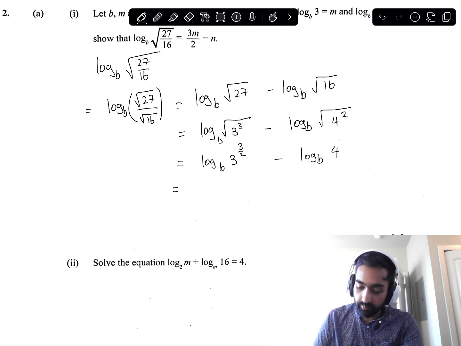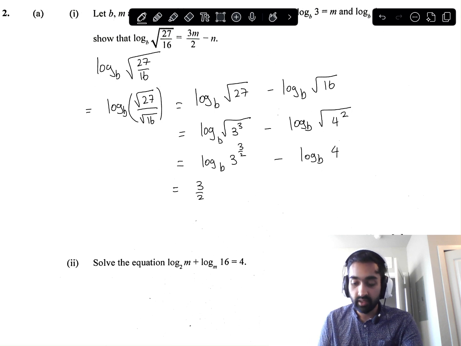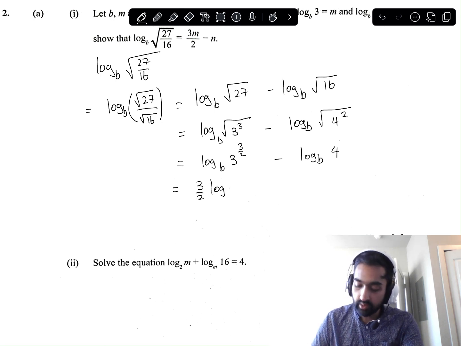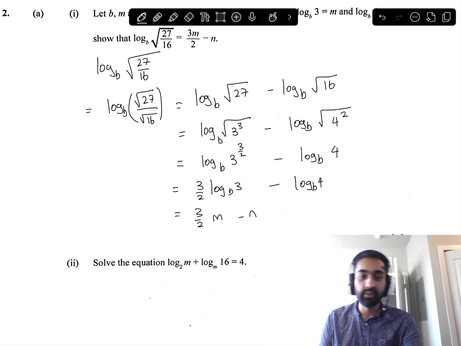And now for this one, by the power law for logs, I can pull the 3 over 2 in front. So it's 3 over 2 log base b of 3 minus log base b of 4. And then log base b of 3 is just m. So this is 3 over 2 m minus n, which is exactly what they wanted you to show.